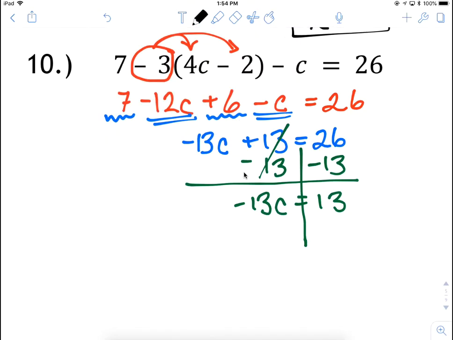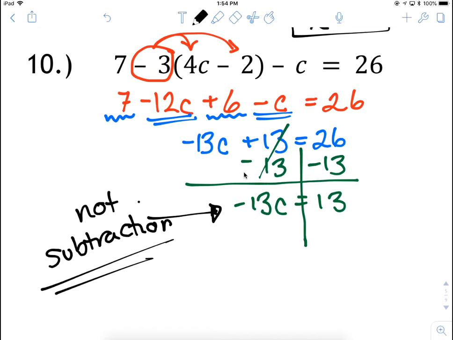We have one more step in this problem. We need to get c by itself, which means getting rid of this guy. I want you to make a note right here. This is not subtraction. That is saying -13 times c. That's multiplication. So how do I cancel multiplication? I need division. So we're going to divide by -13 on both sides. Again, not subtraction, it's division.